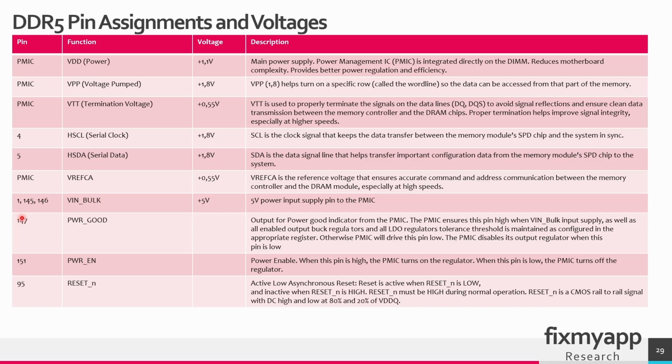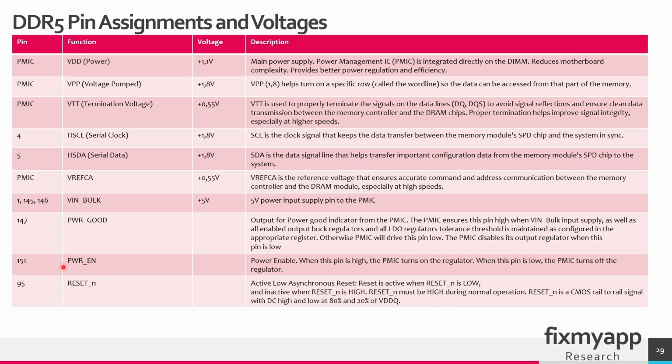On pin 1, 145 and 146, the VIN bulk is present. So this is the input power supply. In this case it's 5 volt, and from this 5 volt all those voltages will be generated by this power management integrated circuit. On pin 147 we have the power good signal. The output of this power good signal comes from the power management chip. The power management chip will set this pin to high if the power generated on the module itself is okay.